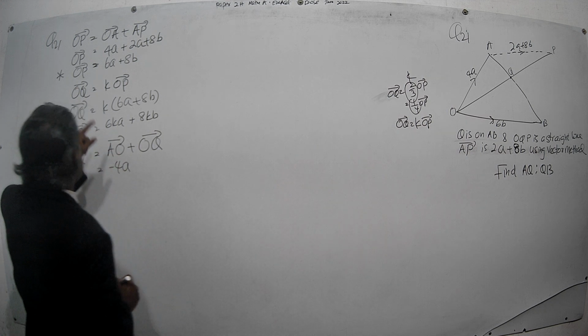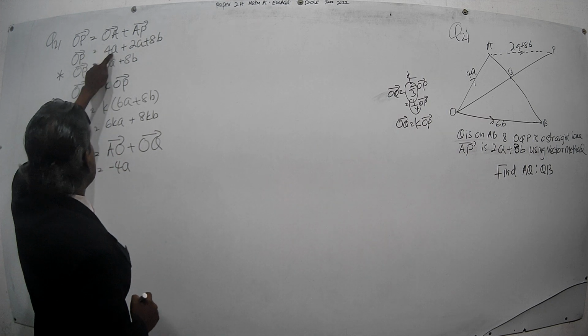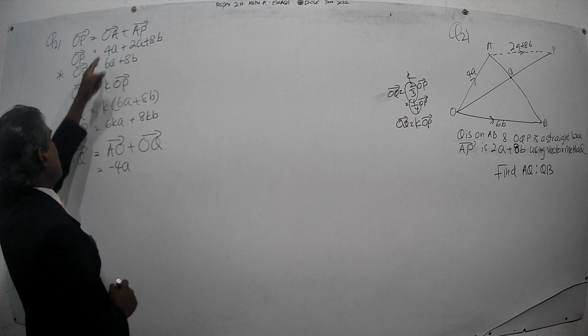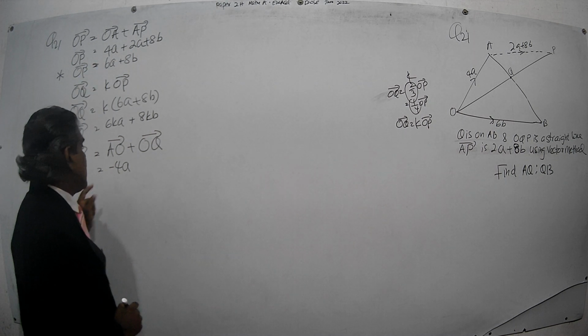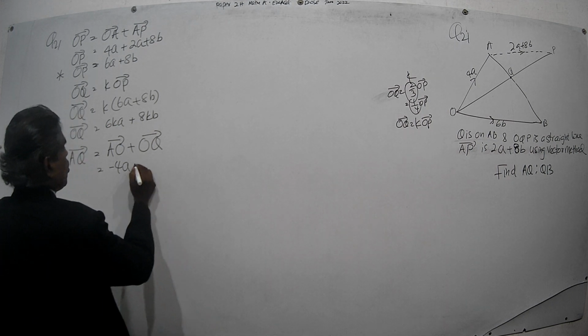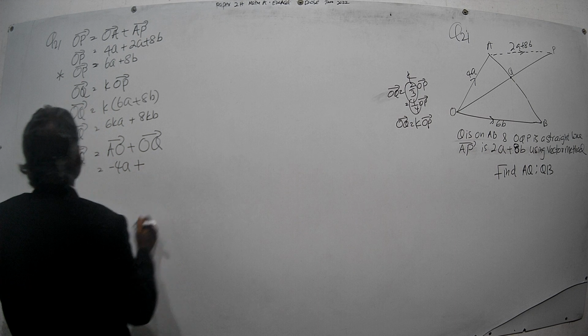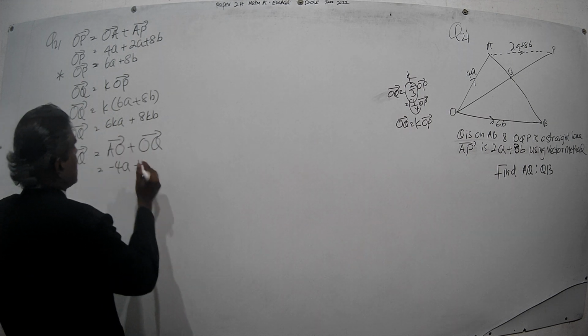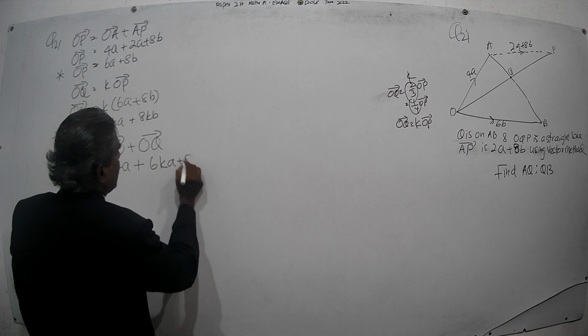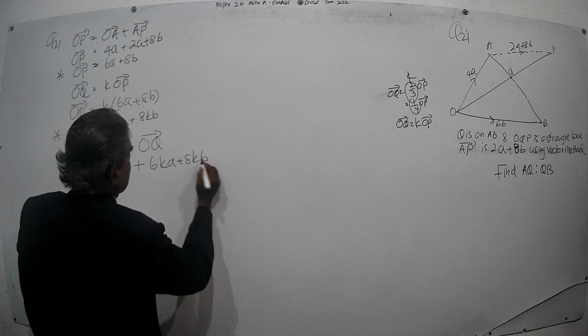Because OA is 4A. But AO is the reverse vector of that, minus 4A. Then plus another one, OQ. OQ we found, it was this one, 6kA plus 8kB. Okay.